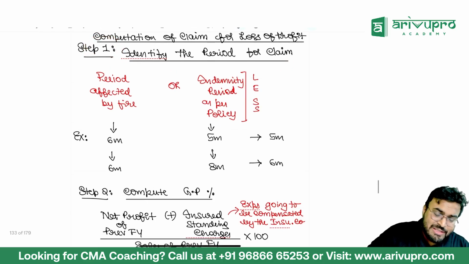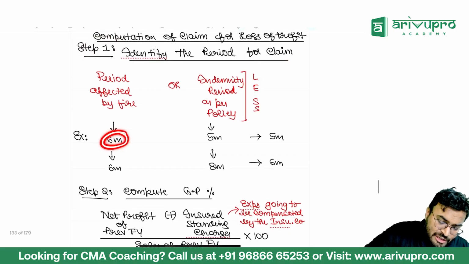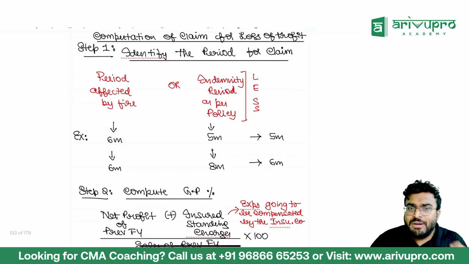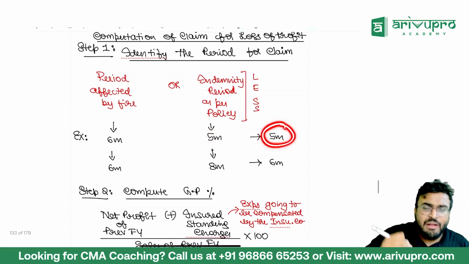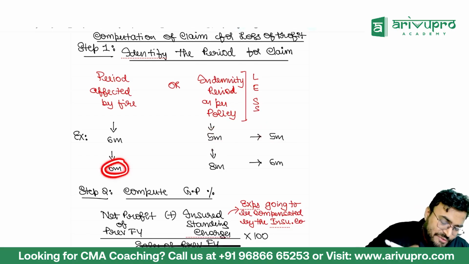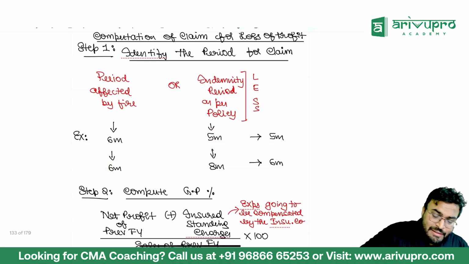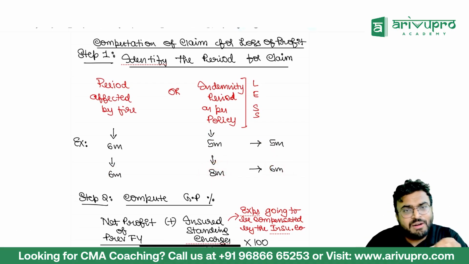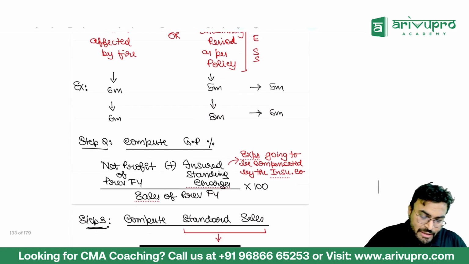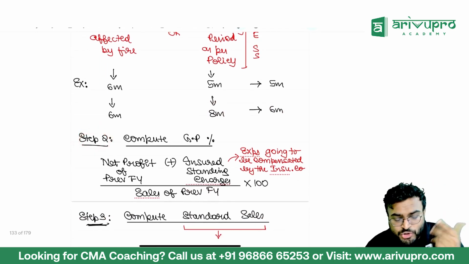For example, by fire I was affected for 6 months, but in the policy they told indemnity period is 5 months. Then I can get the claim only for 5 months. If I was affected by fire for 6 months, and in the policy they told indemnity period is 8 months, then I can get claim for 6 months. Clear?